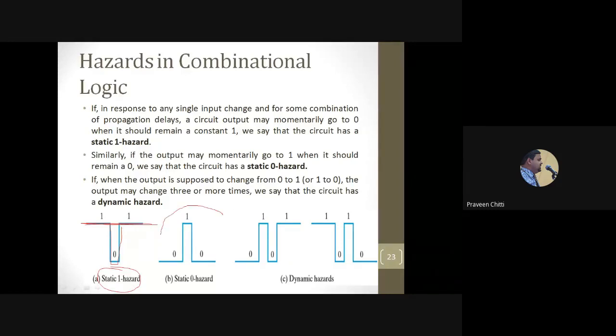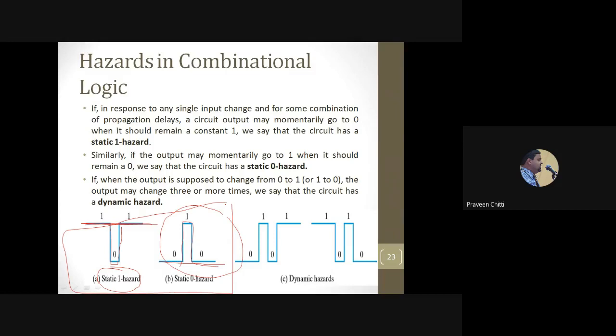Then what do you mean by static 0? It is the opposite of that. The output should remain 0, but momentarily it goes to 1 and then comes back to 0. Such hazards are called static 0 hazards. So there are two types of static hazards, static 1 hazard and static 0 hazard. Momentarily it goes to 0 or 1, so those are called static.